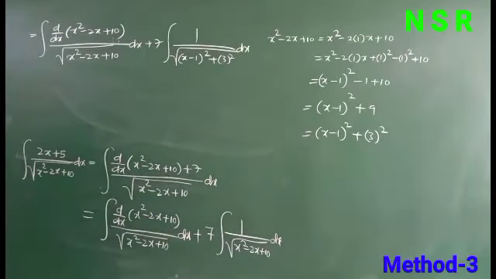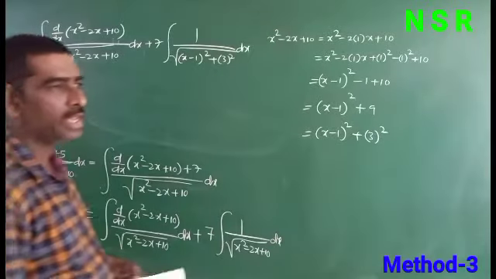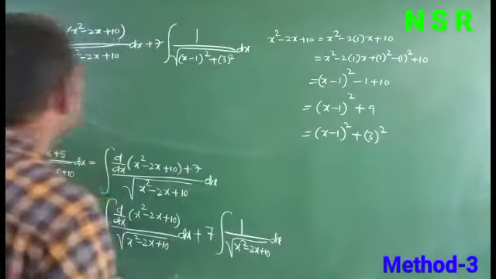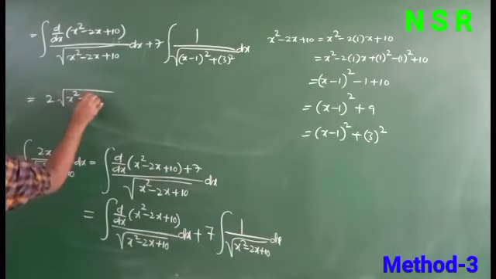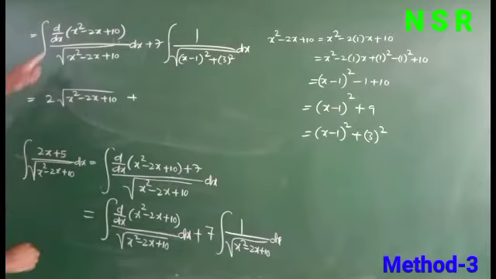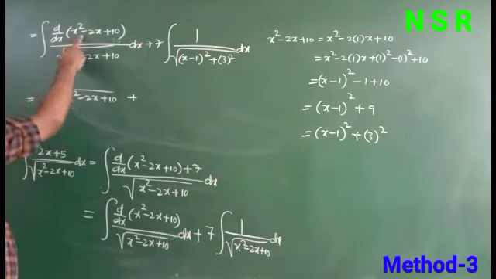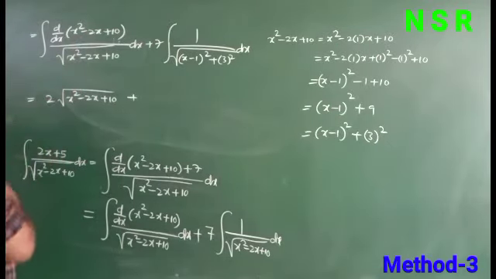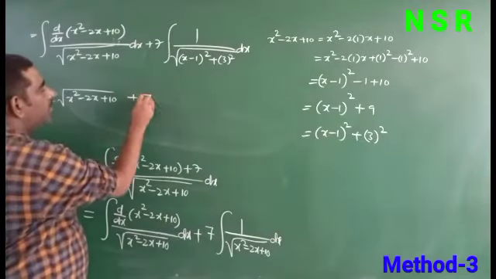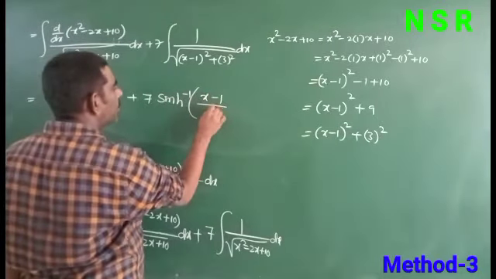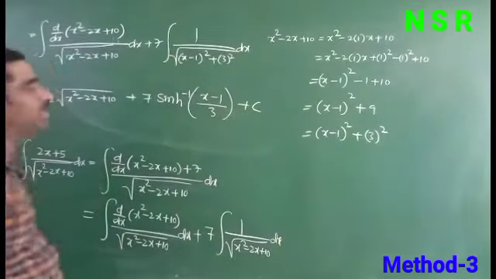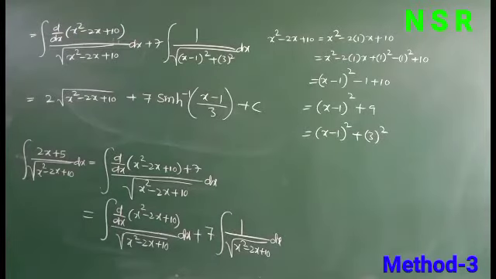Now the formula is integration of 1 by square root of (x square plus a square), which is sin h inverse of x by a. And for the first term, the formula is integration of f dash x by root f of x equals 2 root f of x. Next, 7 into sin h inverse of x by a, meaning (x minus 1) by 3, plus C. So this is our final integral value.